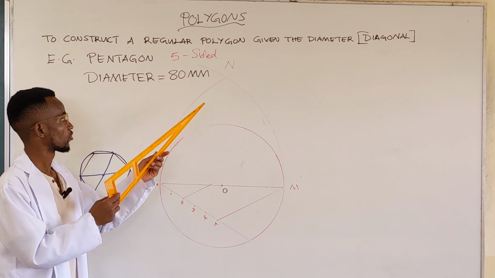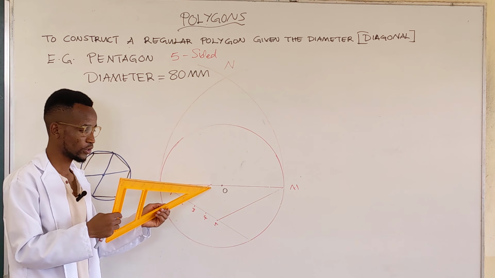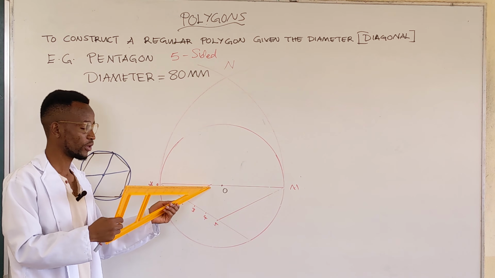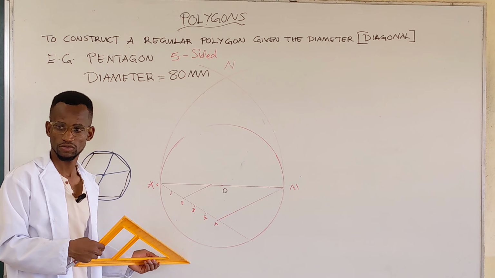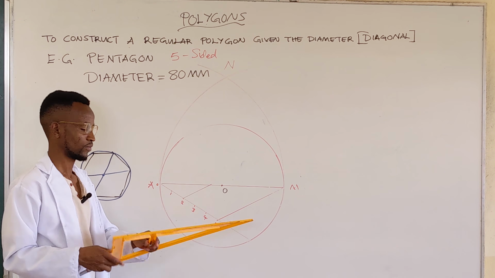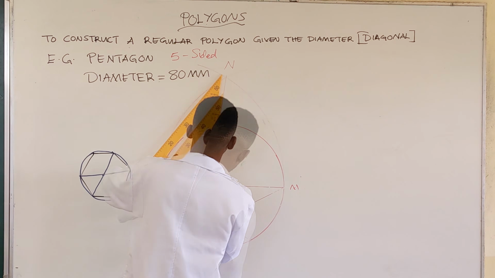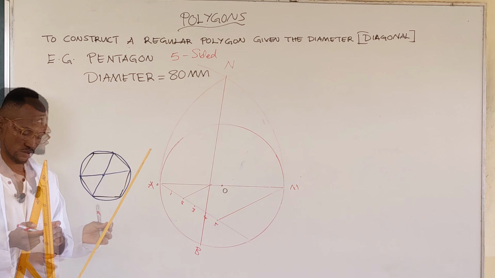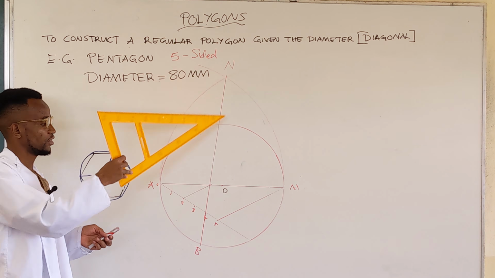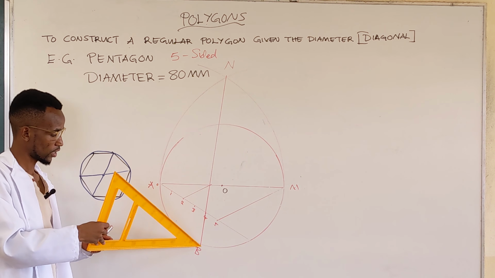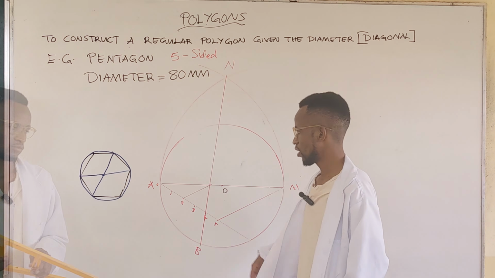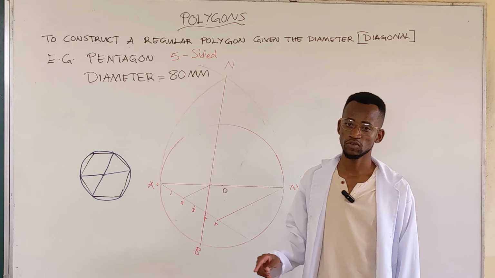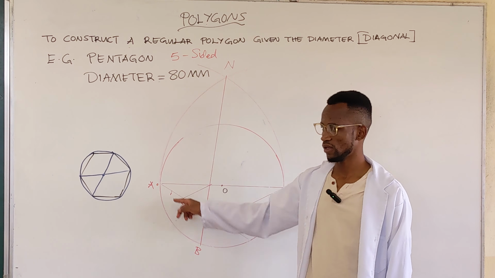You draw a line connecting N to this point here, but you extend it to cut the circle at some point there, at point B. So we're saying you draw a line from point N through this point to cut the circle at point B. So AB here will give you the length of one side of the polygon. Okay? AB.